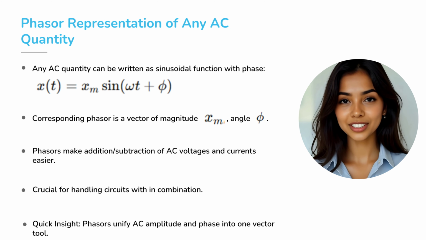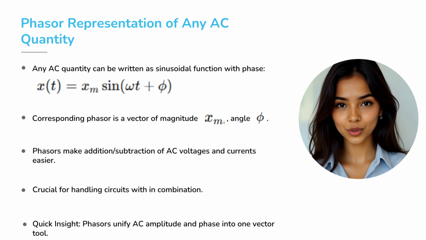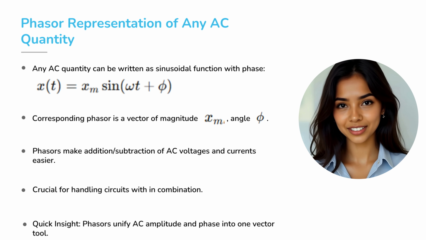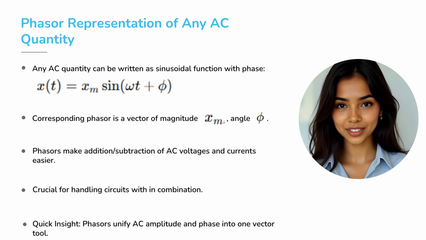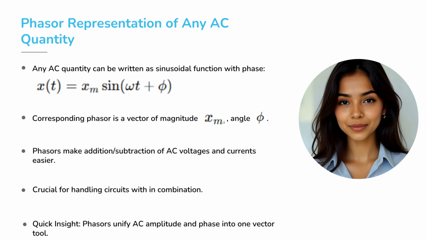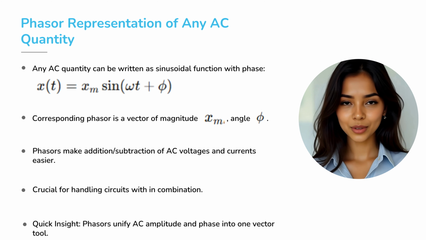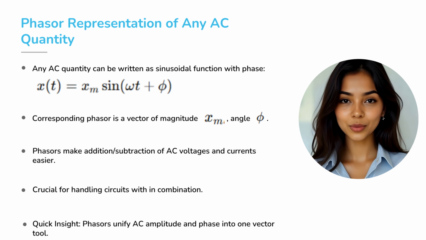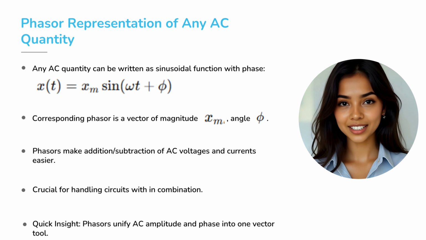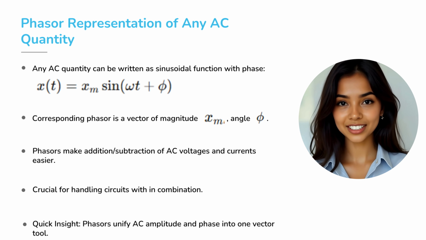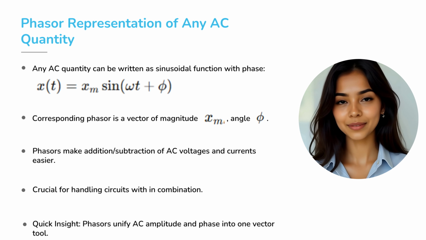By now, you've seen how phasors help us picture voltage and current in AC circuits. But here's the real power of phasors: they can represent any AC quantity. Mathematically, any alternating current or voltage can be written as a sinusoidal function with a phase. We write it as x of t equals xm sine of omega t plus phi.